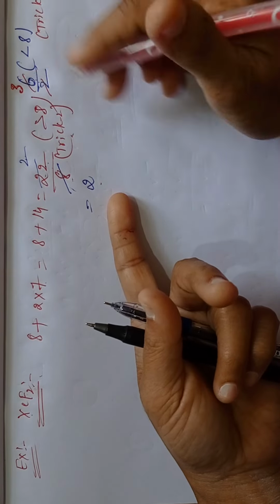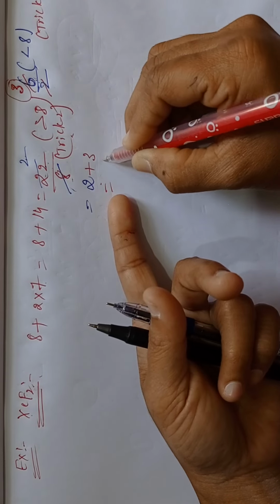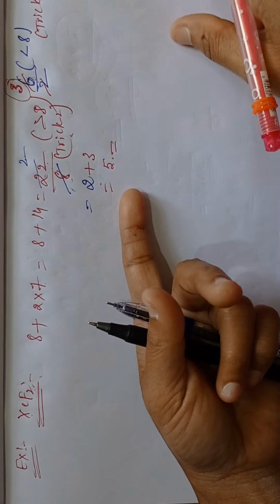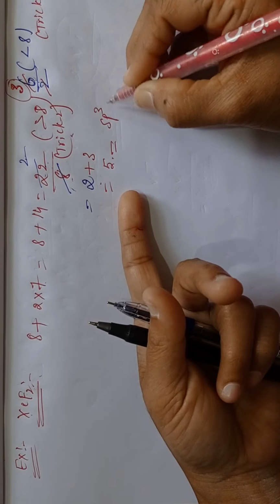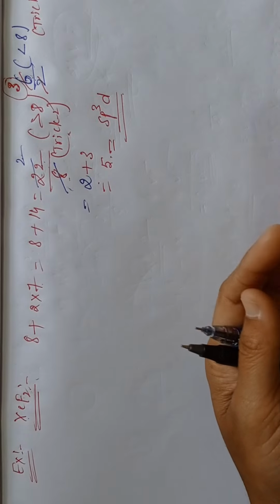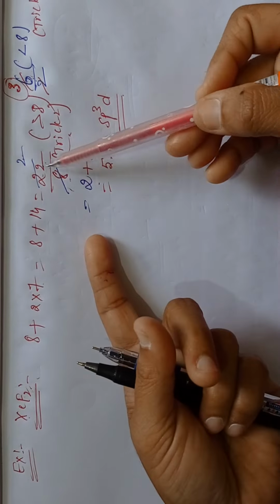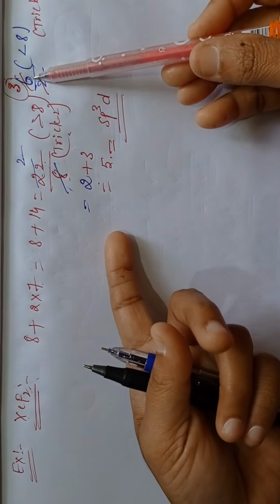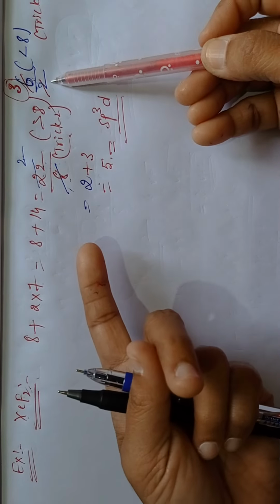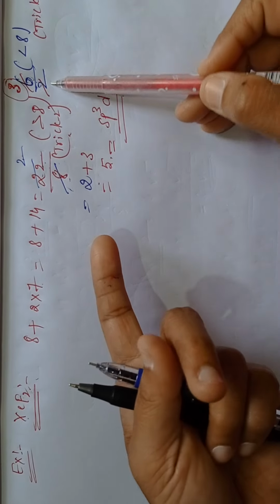Then 2 3s are 6. 6 gets cancelled 3 times. That 3 you have to add here. 2 plus 3 is 5. 5 means which hybridization, students? 5 means sp3d hybridization. Are you clear? If it is not cancelled, whatever remains, you have to divide with 2 only. Always divide with 2 only.